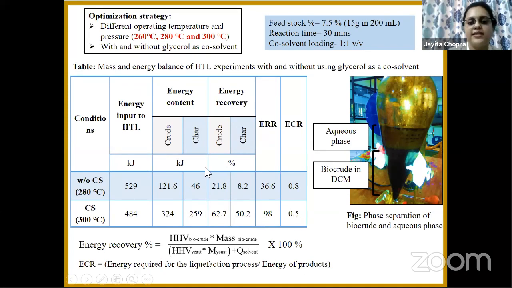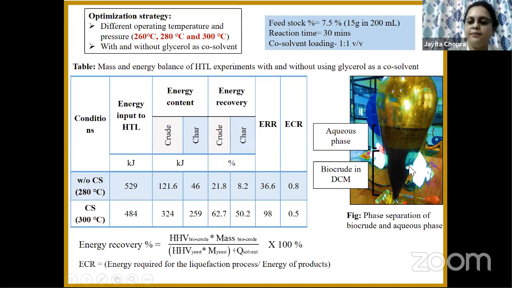So this shows the energy recovery ratio, which is the calorific value of the product divided by the calorific value of the feedstock, and this shows that the process has a positive energy output, which is also reflected by the energy conversion ratio, that is the ECR. This is the energy required for the liquefaction process divided by the energy of the products.